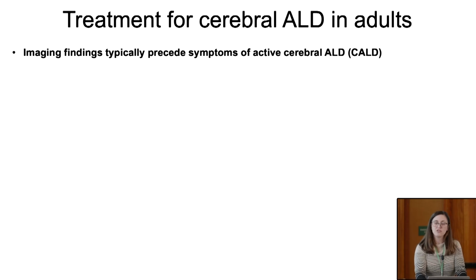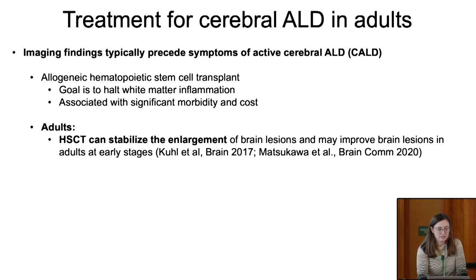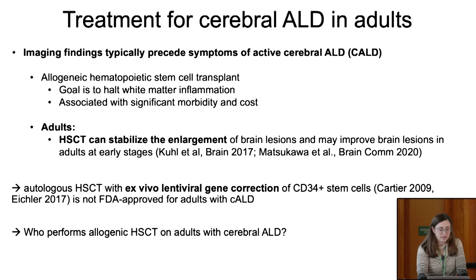All right, and so just a statement about treatment. Everybody here knows this already, but the imaging findings typically precede symptoms of active cerebral ALD. And in adults, the treatment option is an allogeneic hematopoietic stem cell transplant to halt the white matter inflammation, but this is associated with significant morbidity and cost. It can potentially stabilize the enlargement of lesions and even improve in the few people that have been reported with this. And gene therapy is not an option for adults. So if you can convince somebody to do the bone marrow transplant in adults, that's what we've got.